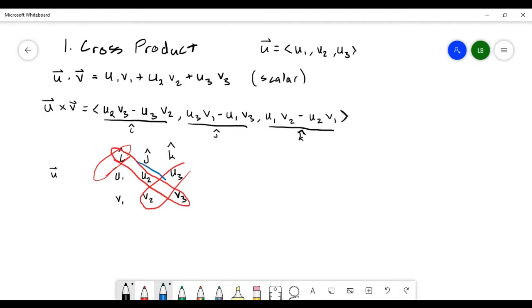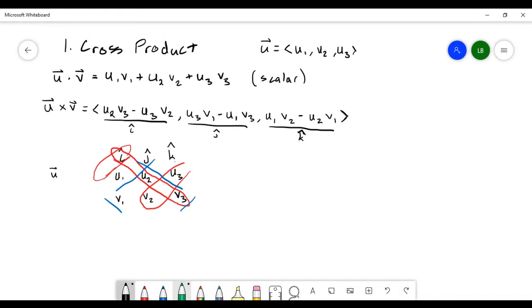Then for j, we do the forward cross. So j times u3 times v1 gives us positive u3 times v1, then subtract the reverse cross, minus u1 times v3. And it's the same kind of deal for k. We do the forward cross, which gets us k times u1 times v2, minus u2 times v1. Sometimes it can be helpful to just draw out the cross product, but this is something you will have to know. So make sure you really understand how to take the cross product of two vectors.